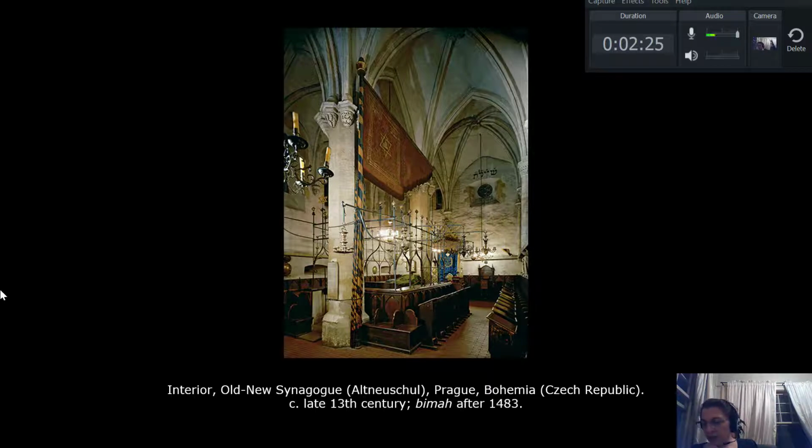So the Prague Old New Synagogue has two focal points: the Aron for Torah scrolls and the raised Bimah platform. Like the Hall Church, its vaults are the same height.